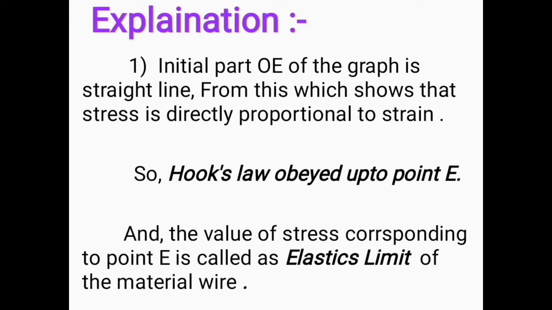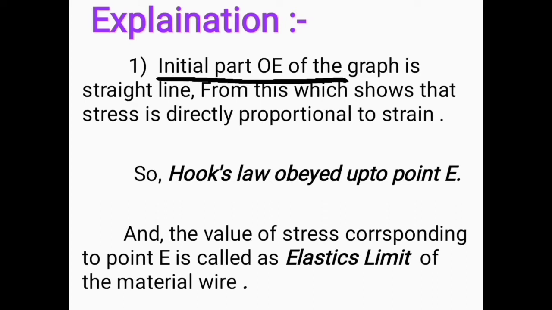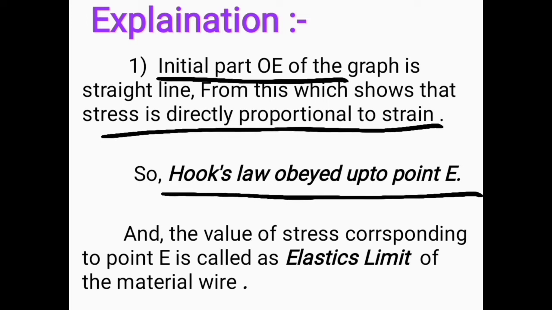Now we are going toward the explanation. Initially our point is O, which is at the origin. Then OE is the straight line, na? See in the graph. This OE is a straight line. If this black line is visible to you, I have drawn it, which shows the stress is directly proportional to the strain. Already I have explained. That means Hooke's law is obeyed up to point E.